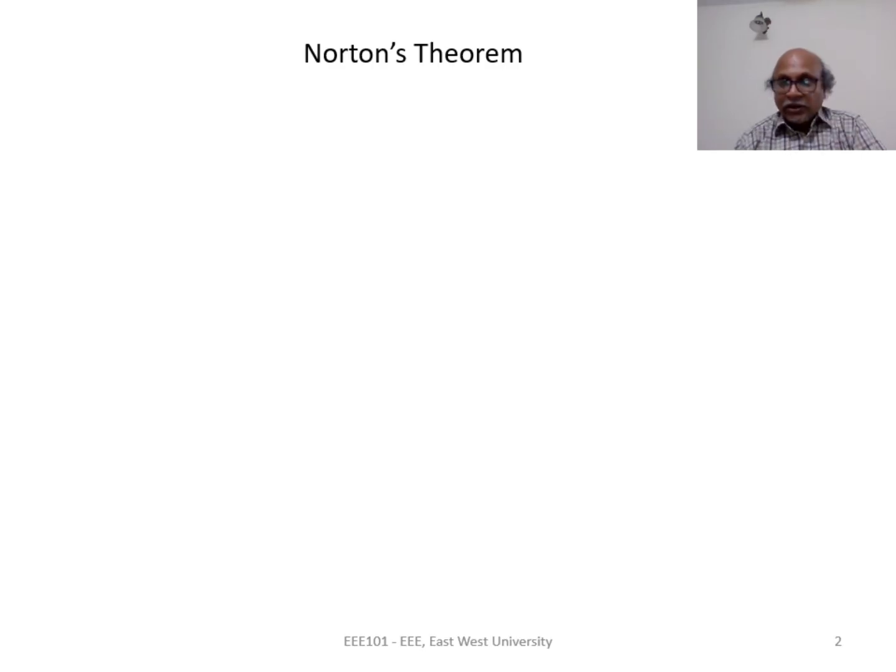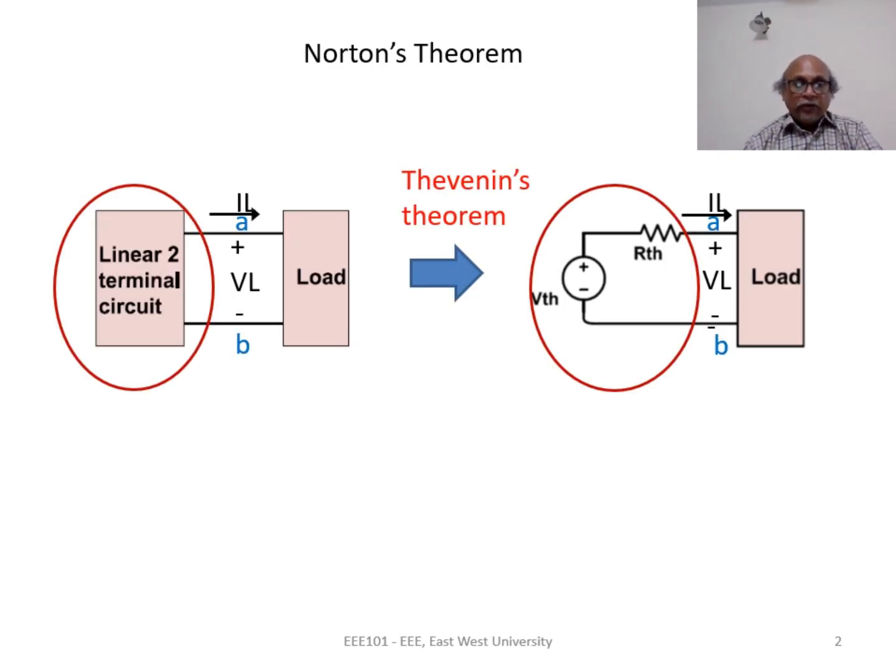Let's look at Thevenin's theorem again. If we have a linear two-terminal circuit between node A and node B, according to Thevenin's theorem, this two-terminal circuit may be replaced by an equivalent circuit consisting of an independent voltage source VTH in series with a resistance RTH.